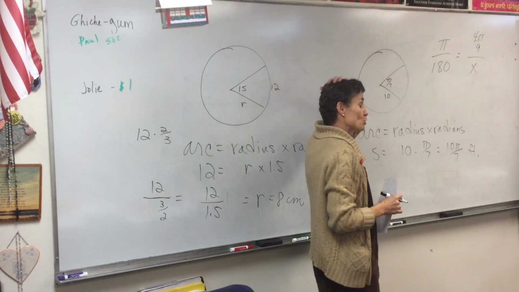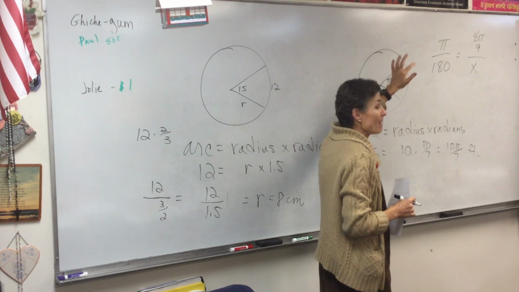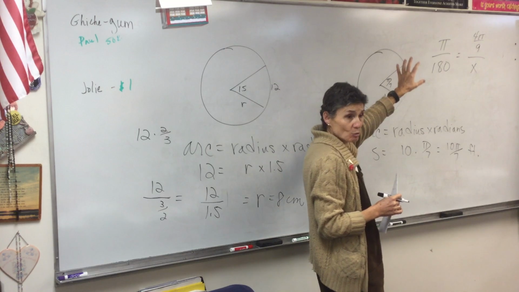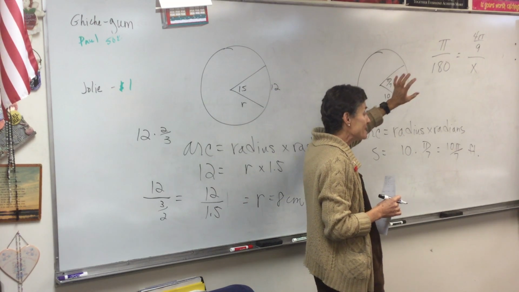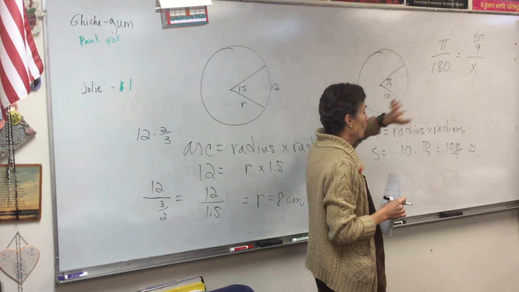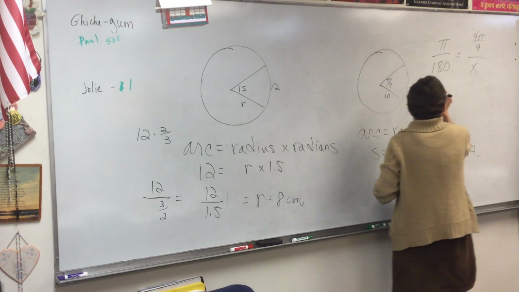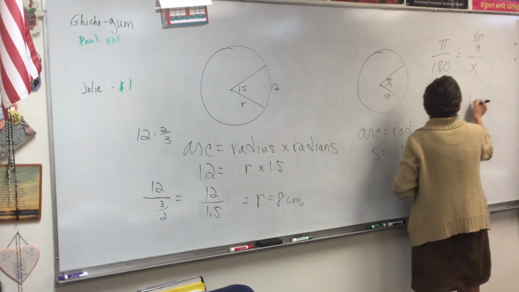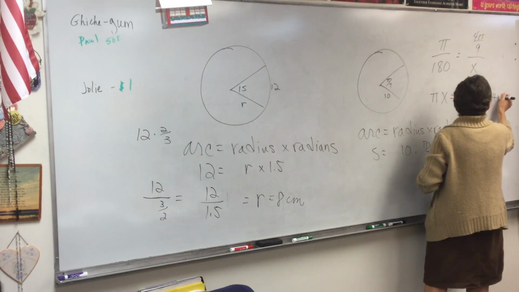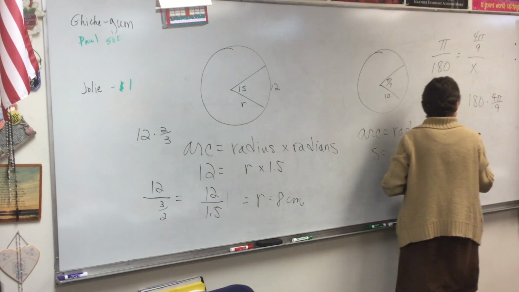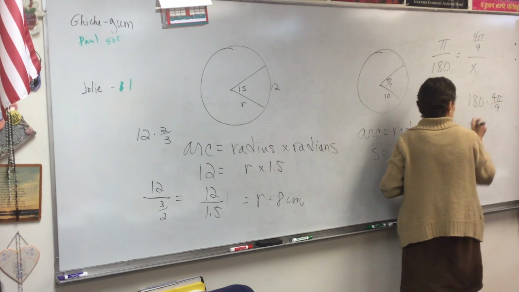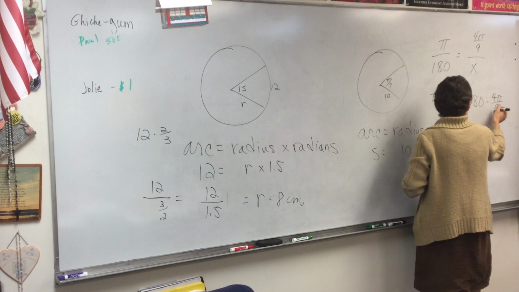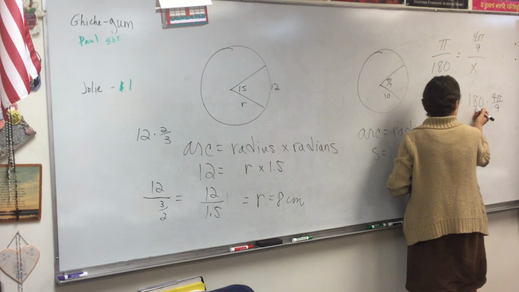Now, there is a little bit of a shortcut for this problem, but if that makes sense to you, then that's the way you're going to do the problem. It will never fail you, ever. It will work every time. So if we cross multiply, pi x equals 180 times 4 pi over 9. Remember, there's no calculator here. 9 goes into 180. How many times?